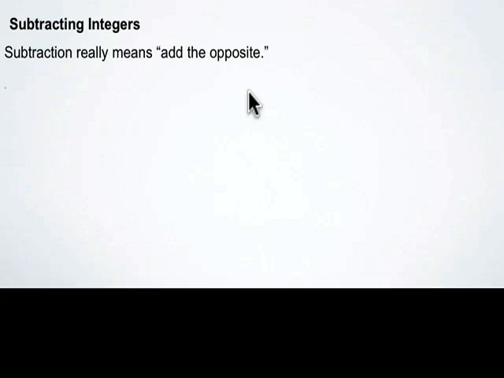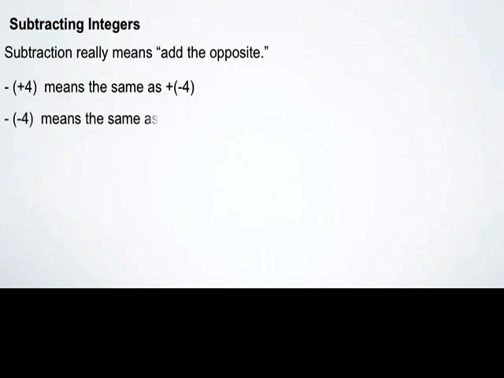If I look at now subtracting integers. Subtraction really means add the opposite, and we talked about this a little bit in just our very first activity. When I have subtract positive 4, that is the same as add negative 4. Subtract negative 4 is the same as add positive 4, adding and then the opposite.